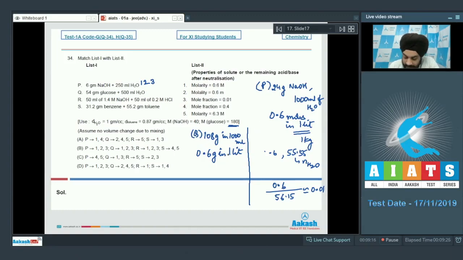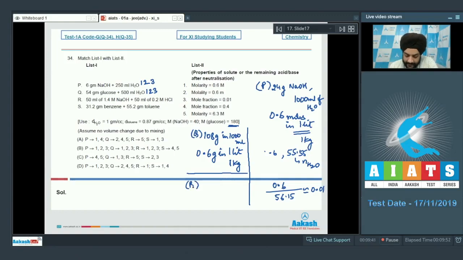Okay. So it does not matter if it is 1 liter or 1 kg. The molality will also be 0.6 and the molarity will also be 0.6. And the mole fraction will come out to be exactly the same as in the previous case, which was 0.01. Okay. So all of 1, 2 and 3 will be matched with option Q. Okay. Let's talk about the next option now.